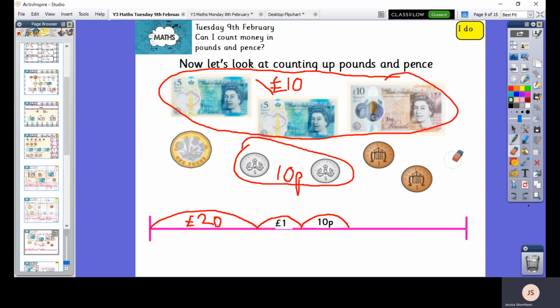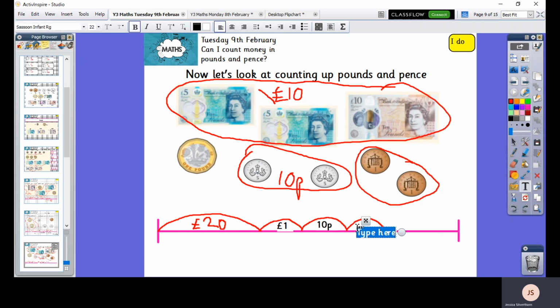Okay, and then I am left with these two 1p piece coins. So because I've got these again, and I know that 1 add 1 is 2, I'm not going to do add 1 penny, add 1 penny. I'm going to do a small jump of adding 2p. So I'll put my 2 and a little p next to it, and then I can start to put it all together. So £20 plus £1 makes £21.